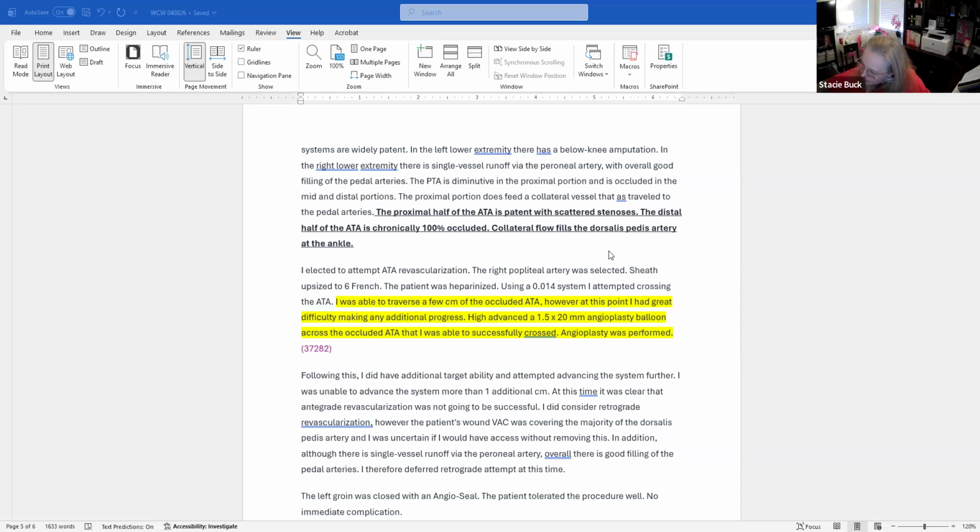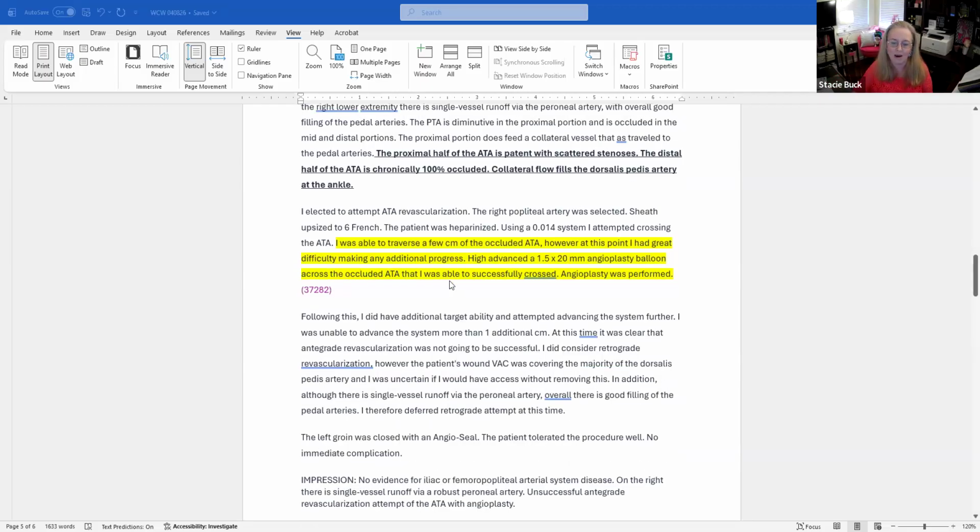Where's my little sheet? I wanted to double check that code. When I do them from memory, I always want to double check them. But I don't see my sheet on my desk. But I believe it is the 37282 for the complex ATA lesion there.